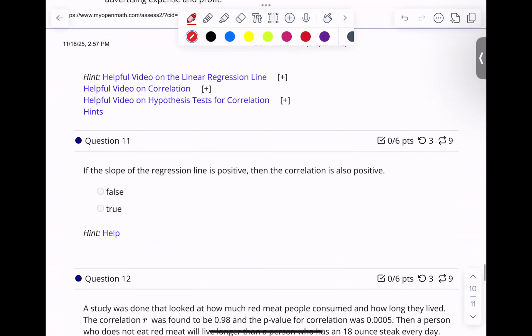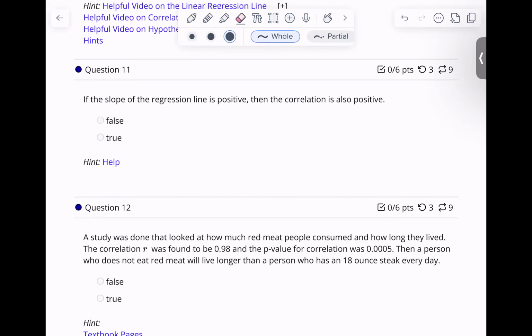Okay, now we got a bunch of really simple ones to answer. True and false. If the slope of the regression line is positive, the correlation is also positive. That is true. The correlation has the same sign as your slope.